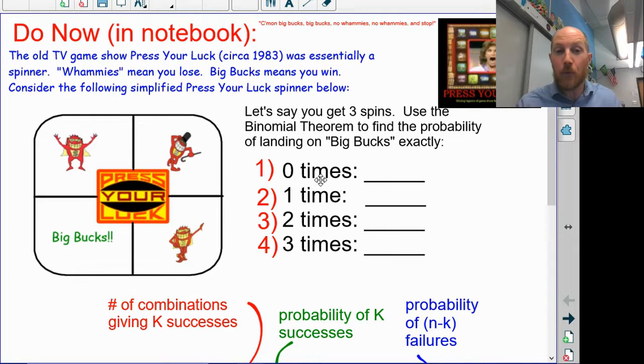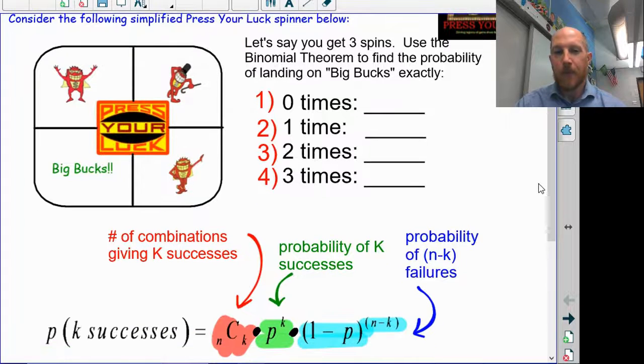Through the course of the game, you get three spins. You get to spin the spinner three times, and we're going to find the probability of landing on big bucks exactly each of the following times. 0 times will be one calculation. 1 time exactly will be a separate calculation. 2 times, 3 times, and so on. Use the binomial theorem, as seen here; we saw that last time.